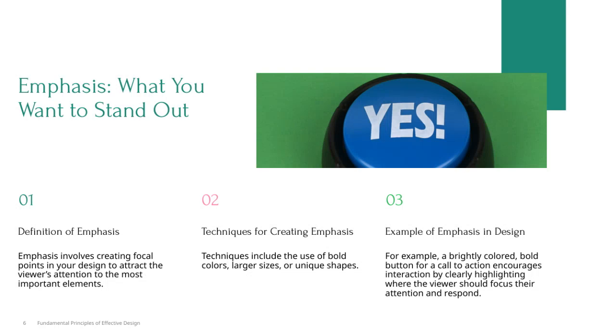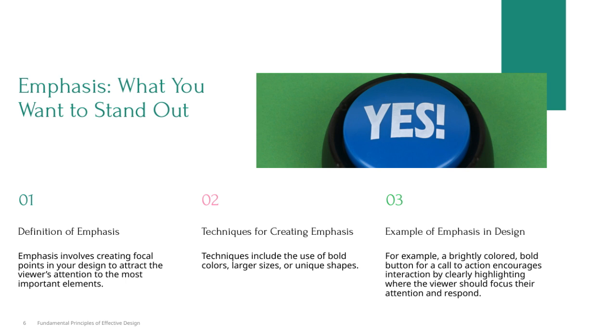When we talk about emphasis in design, we're referring to the way we create focal points that draw the viewer's eye to the most important parts of the layout. It's about guiding attention intentionally. To achieve this, designers often use techniques like bold colors, larger sizes, or unique shapes. These elements stand out against the rest of the design, making sure key messages don't get lost.